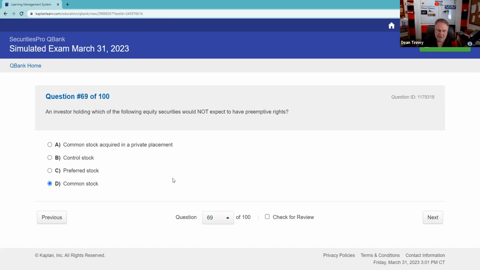So here the key is that with A, B, and C, you own a proportion of the outstanding shares. You have the right to maintain that proportionate ownership of the outstanding common shares. You don't have a right to maintain proportionate ownership in preferred stock.